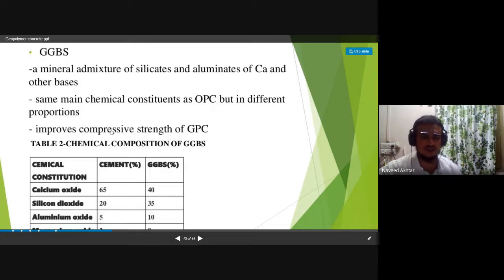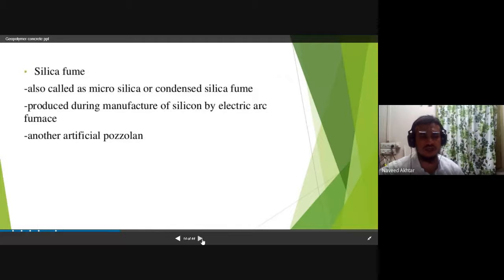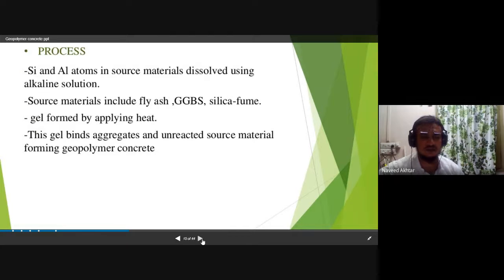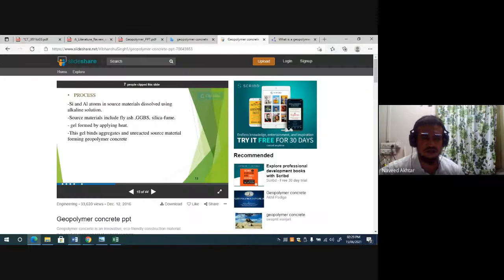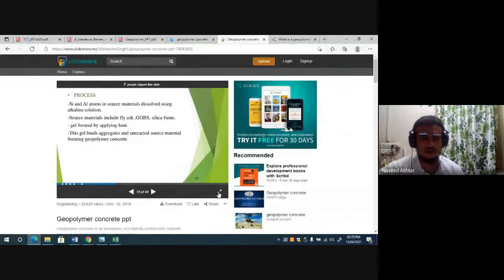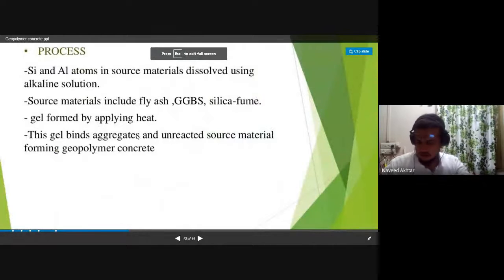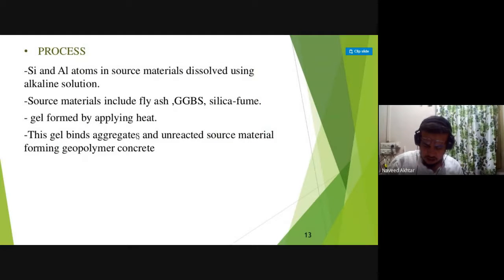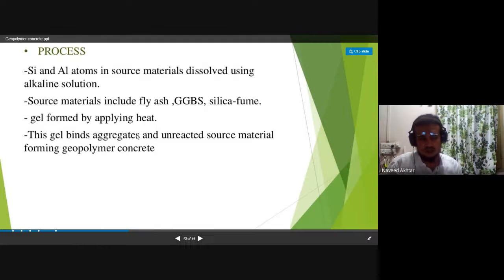And GGBS also has constituents. You can say that silicon is also greater than in cement. The process is that the silicon and aluminum atoms present will react with the sodium hydroxide and sodium silicate solution, and they will produce the SiO2 and AlO2 reaction.